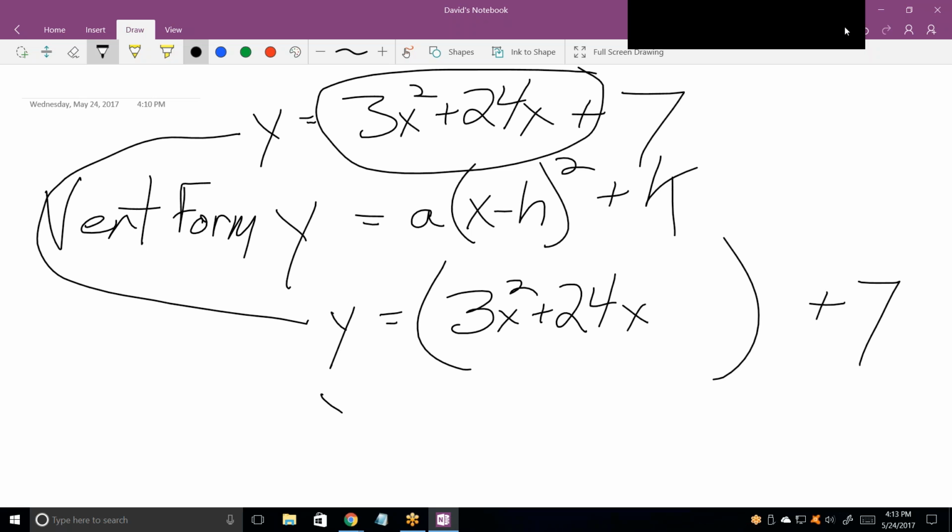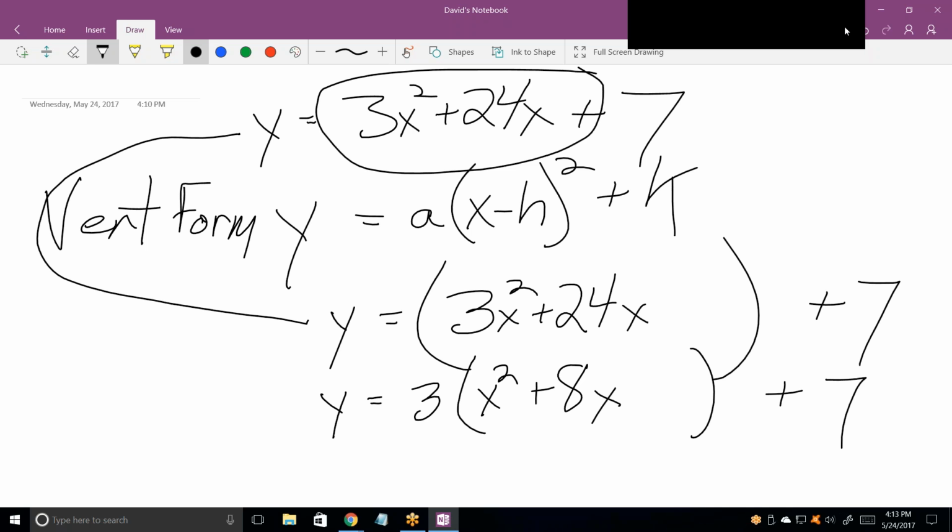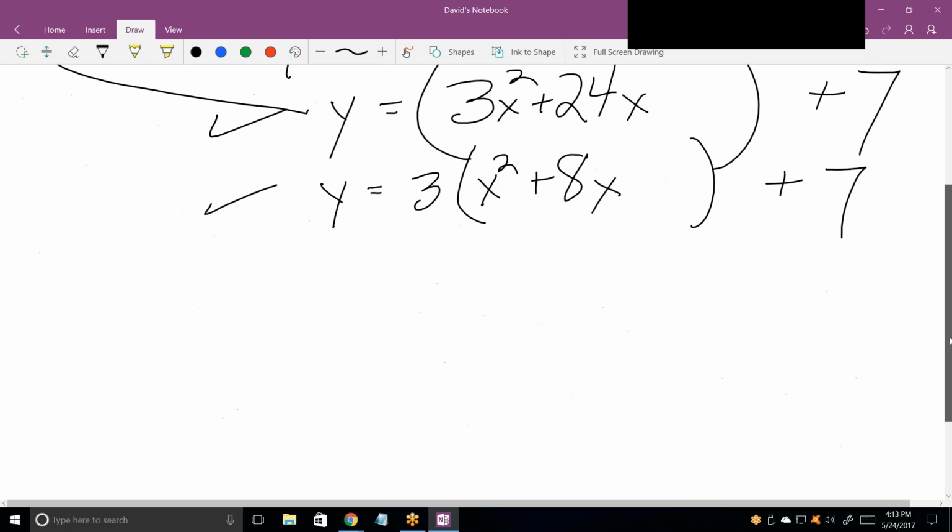So what's the next line? Well, we have to get that equal to 1, so... Hold on. You just have to factor out the 3. That's all you have to do. So then it would be y equals 3, and then parentheses x squared plus 8x, plus 7. In other words, the goal is make sure you do not change anything. That line is the same as that line is the same as that line. Now, I'm getting closer to being able to complete the square.